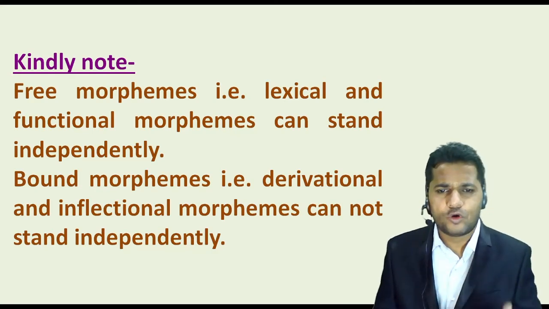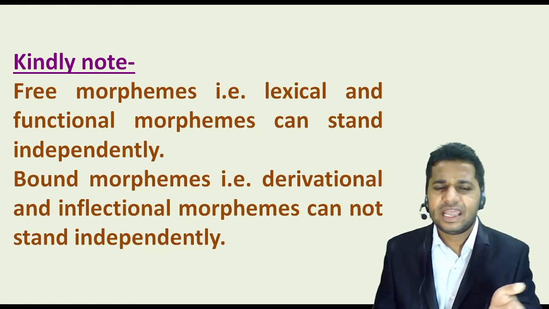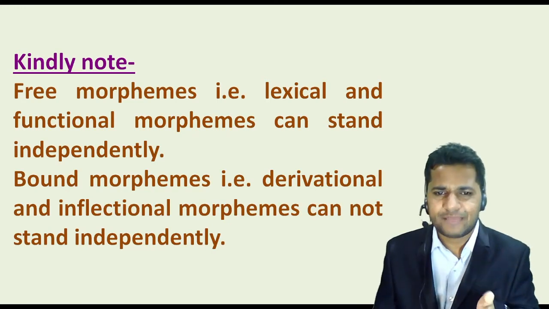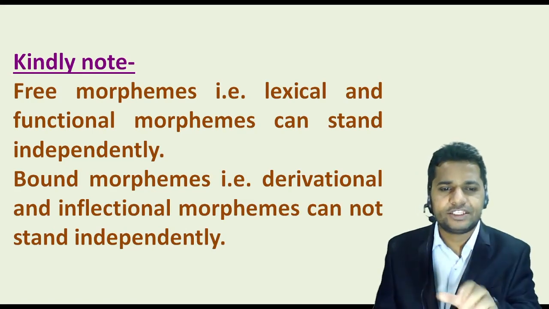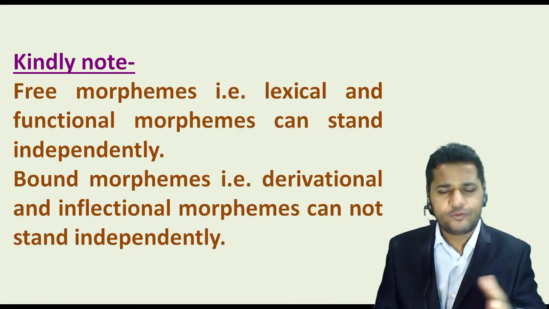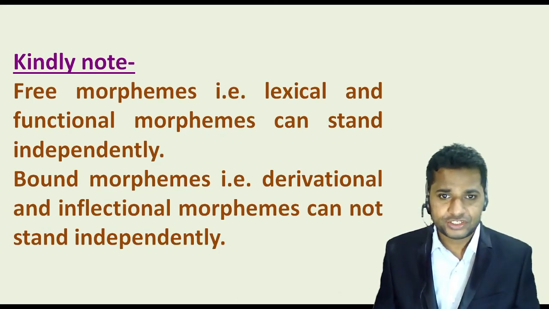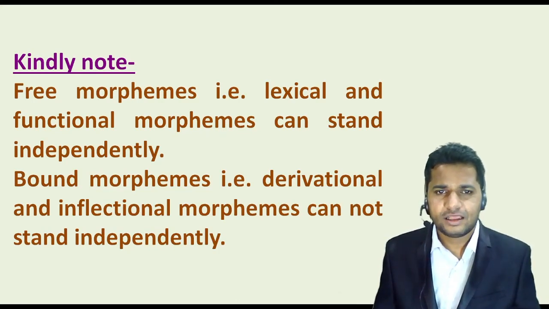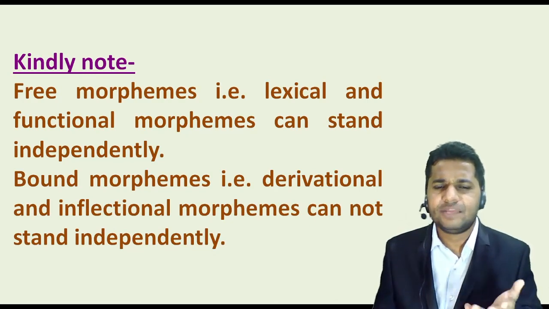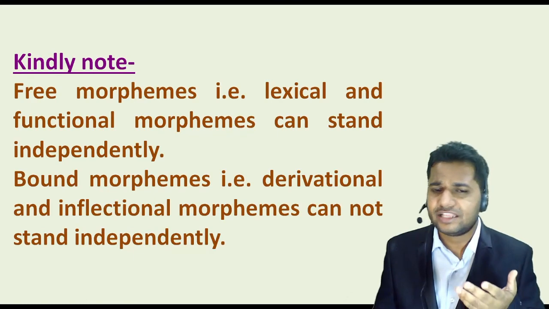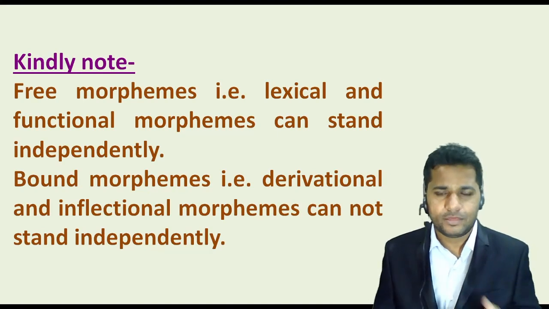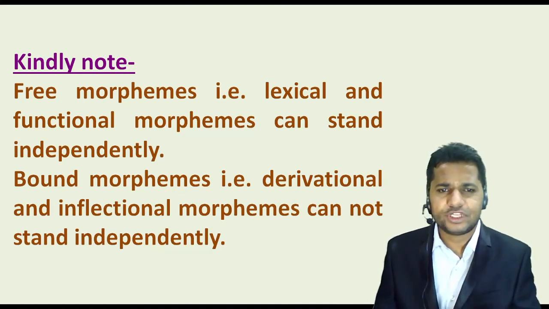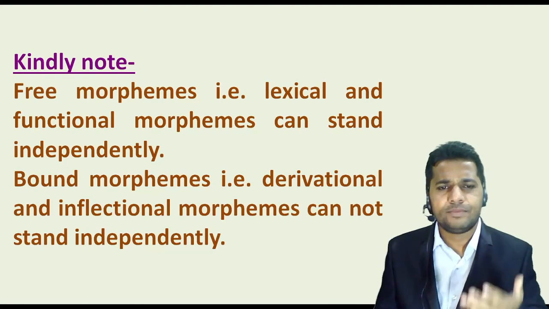But bound morphemes are derivational and inflectional morphemes. Especially they are prefixes and suffixes, and they do not have their own meaning. We have to attach them to some other word to make them meaningful units. That's why they cannot stand independently. If you ask me where are you going, and I say ing, or un, you may not understand, because they are not independent units, they are dependent units. So they are bound. That's why we call them bound morphemes. Bound means they must be attached to some word to be a meaningful unit.